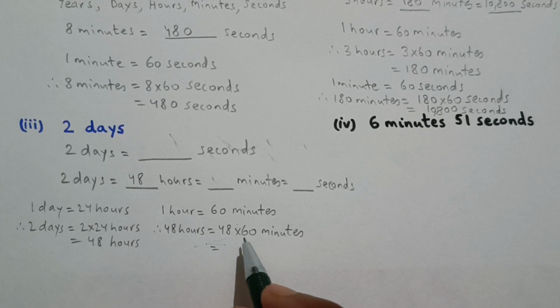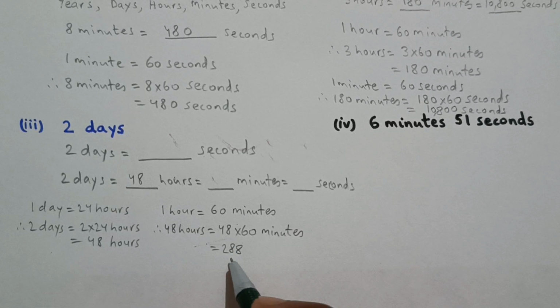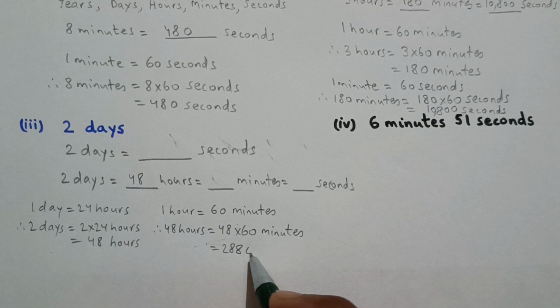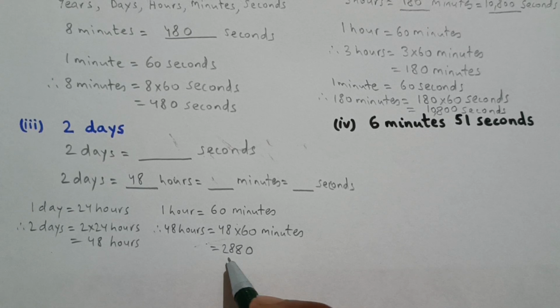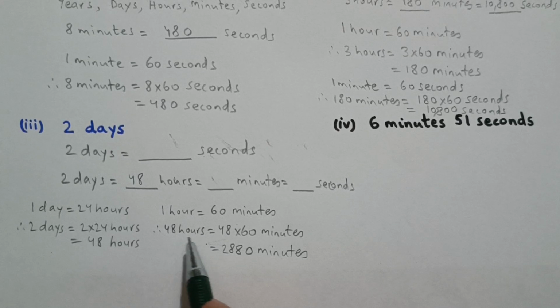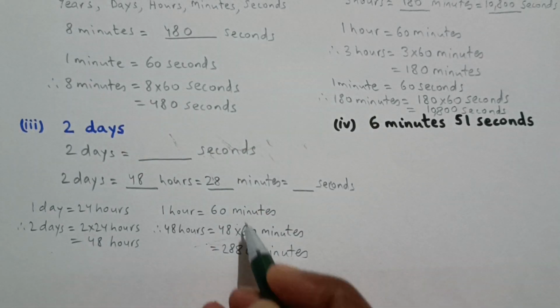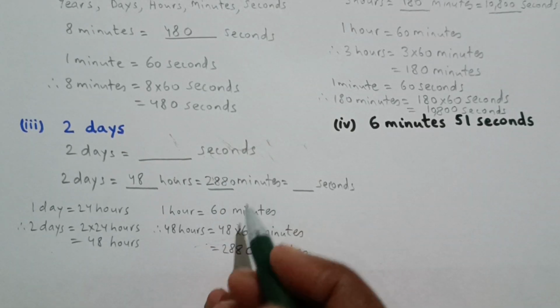So 48 into 6: 8 into 6 is 48, carry forward 4. 6 into 4 is 24, 24 plus 4 is 28. So 48 into 6 is 288, and then add a 0. So 48 into 60 is 2880 minutes. So 48 hours is 2880 minutes.